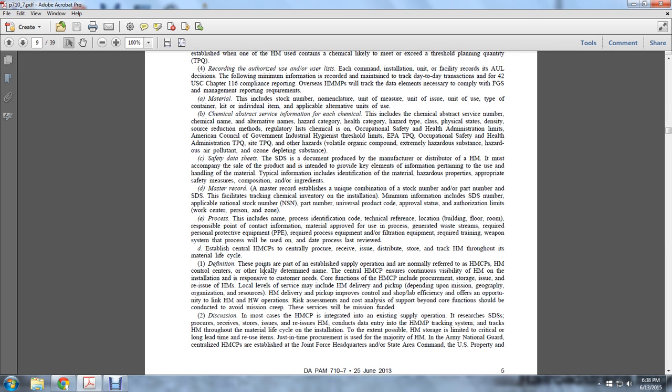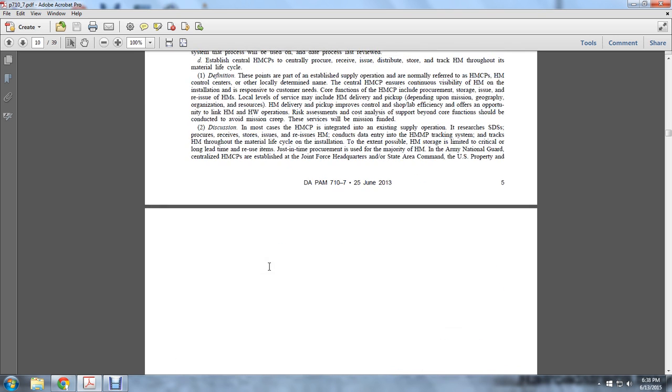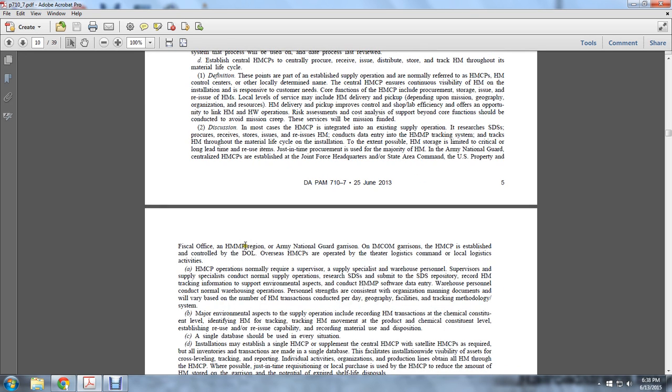National Guard, centralized hazardous material control programs are established by the Joint Force Headquarters and State Area Command, in U.S. property, and official offices of Hazard Management Program Regional Army National Guard Garrison or IMCOM garrisons. The Hazard Material Control Program is established and controlled by the Department of Logistics, and oversees the Hazard Material Control Programs operated by Theater Logistics Command of the local logistic activities.